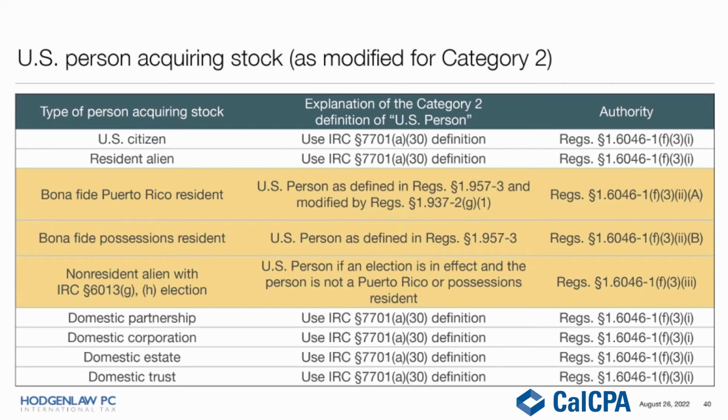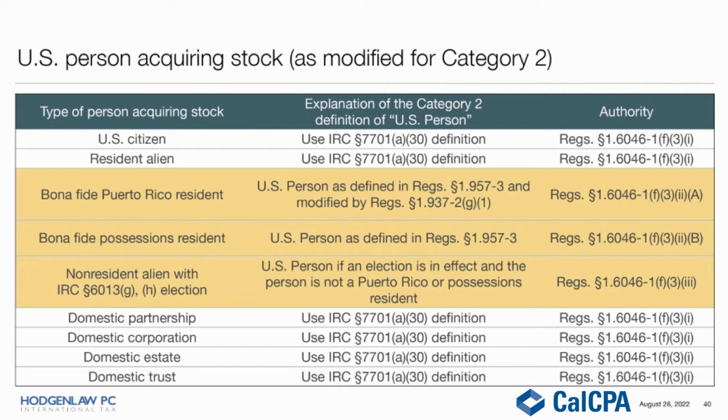Bona fide Puerto Rico resident, bona fide resident of a possession of the United States, and non-resident alien who makes one of these 6013 elections. So this is a situation where you have a non-resident alien married to a U.S. citizen or U.S. resident alien taxpayer, and the non-resident alien chooses to elect under these code regulations to be treated as a U.S. taxpayer, usually so they can file married filing jointly. But there are other reasons you might want to do it. So the moral of this story and the moral of this slide is don't let your brain go to sleep.